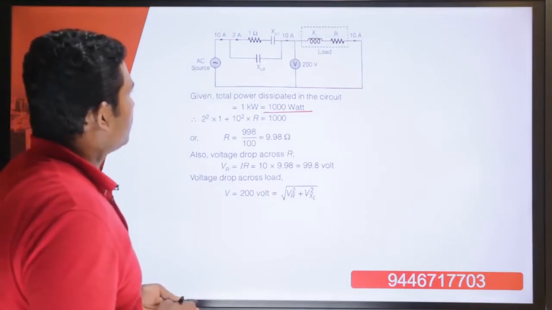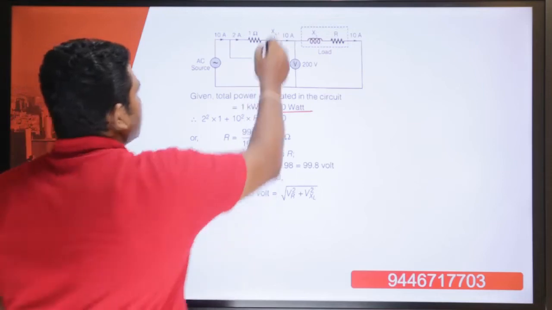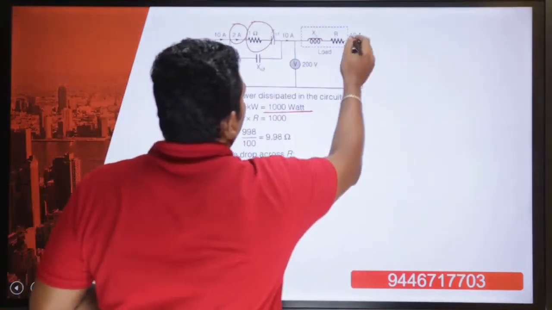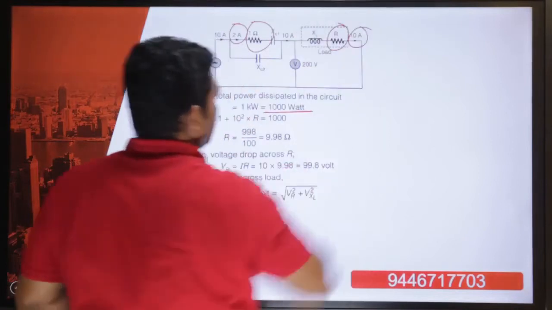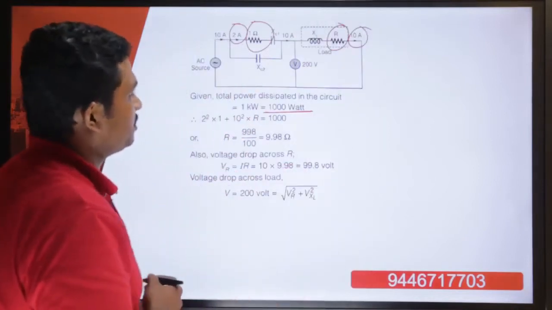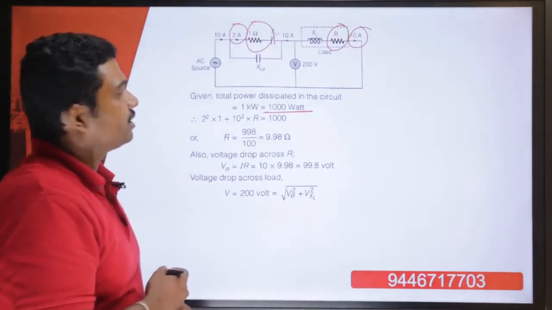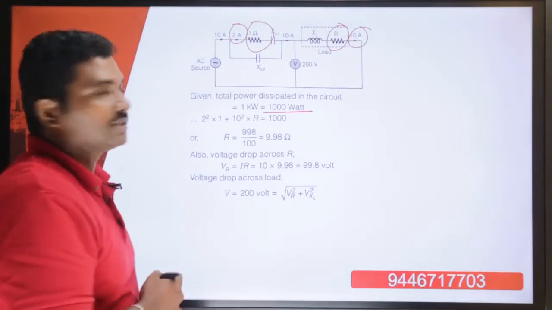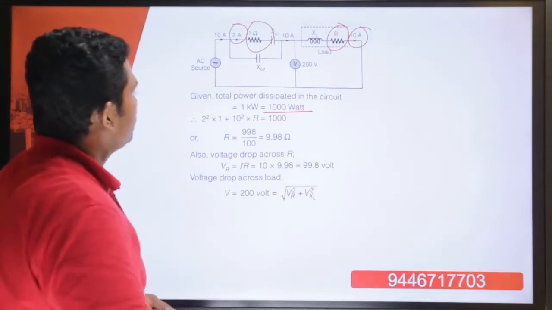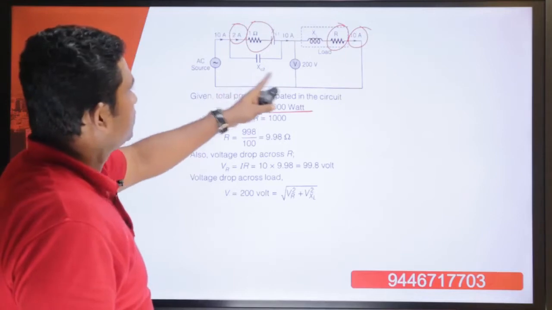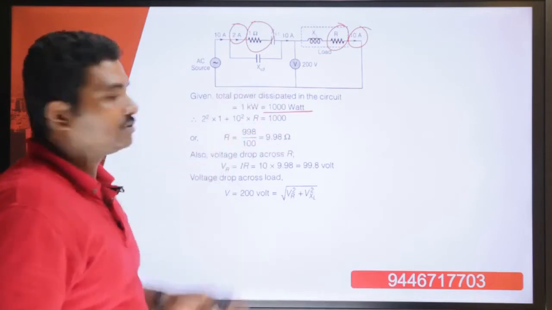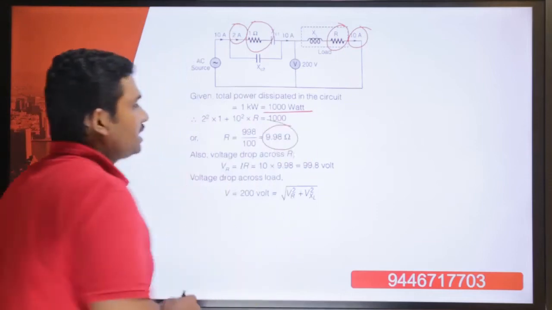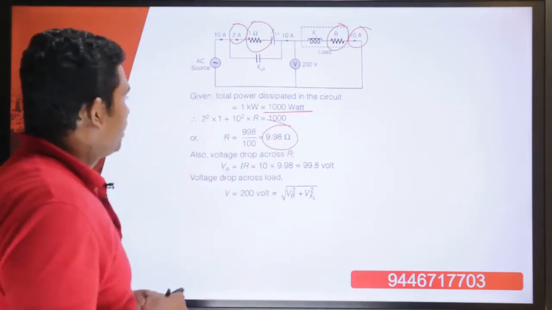So we are having a 1 ohm resistance here, and the 1 ohm resistance is carrying 2 amperes, and then there is R which carries 10 amperes. So that will be our total power dissipation. We will not be considering the capacitance or the inductance for considering the total power dissipation. So it is actually 2 square into 1 plus 10 square into R, which contributes to 1000, from which we will be able to find out the value of R as 9.98 ohm.